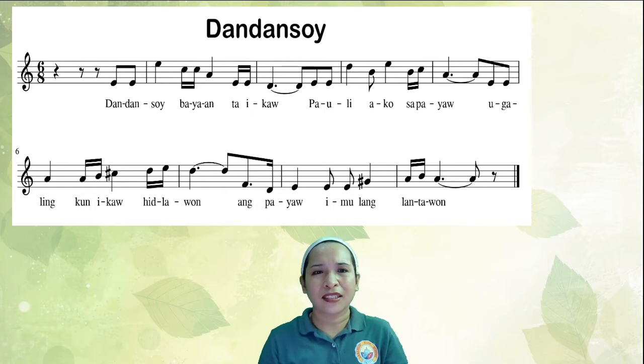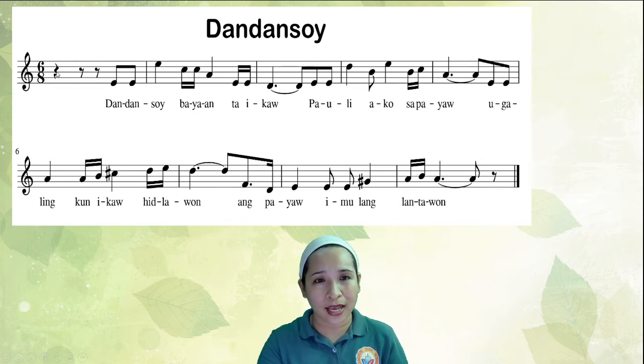Okay, let's take a look at the different notes and rests being used. So here we have a quarter rest, an eighth rest. We have a beamed eighth note, a quarter note. We also have a beamed 16th note. We have a dotted quarter note.